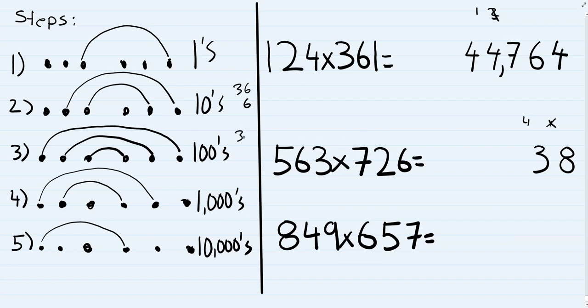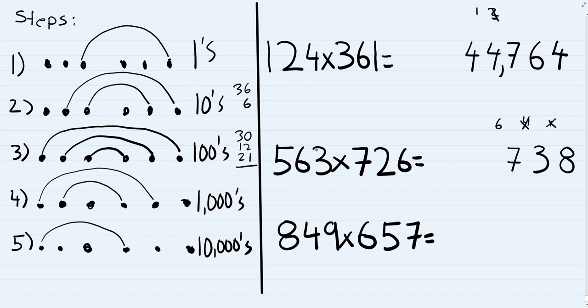So I have 5 times 6 is 30, okay? 6 times 2 is 12, and then 3 times 7 is 21. Okay, so then I have 30 plus 12 is 42, 42 plus 21 is 63, okay? And 63 plus 4 is 67. So I'm going to write down 7, carry the 6, okay?